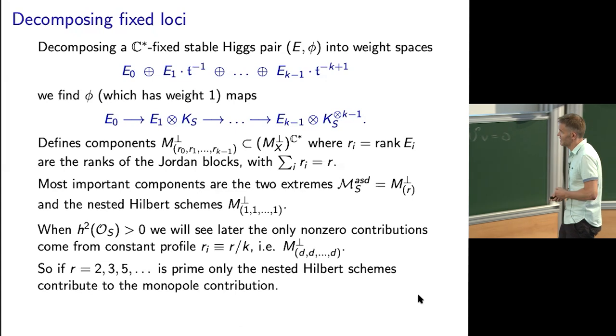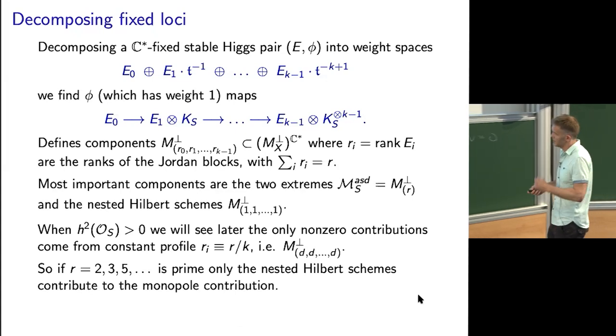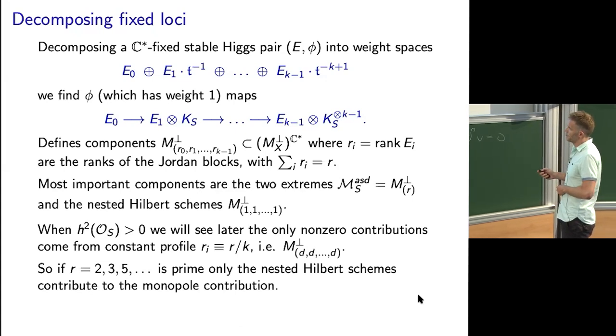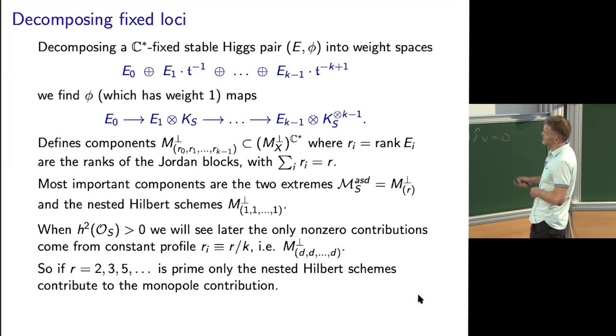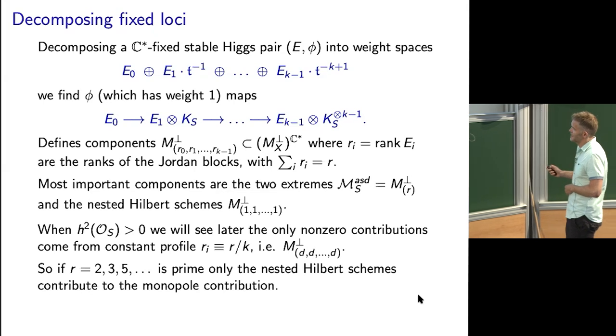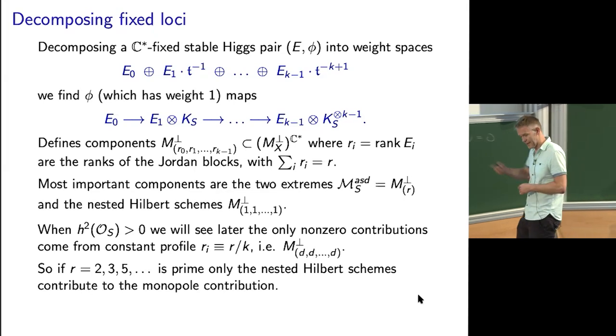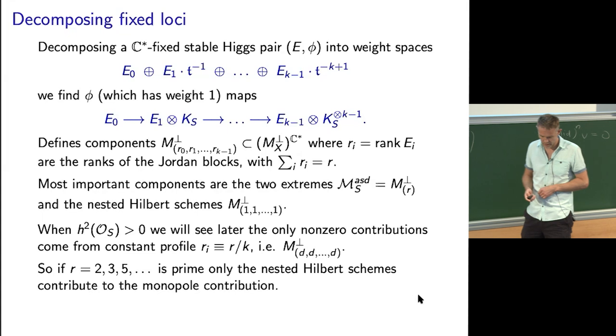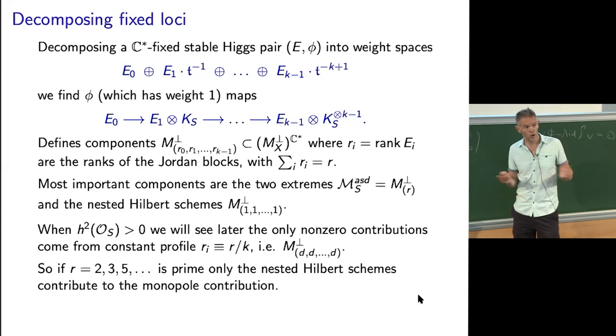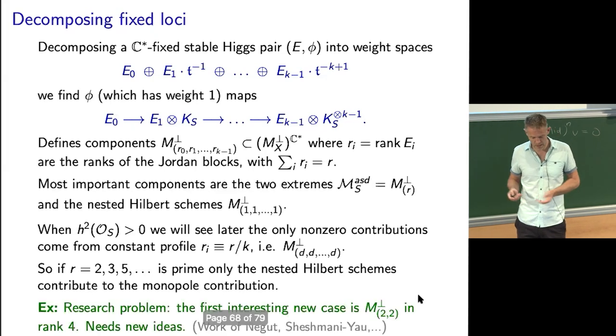So we'll discuss this later, but in particular what it means is, and Lothar mentioned it, when the rank is prime, of course, there's no way of splitting up into constants like this, except for the two extremes. So when the rank is prime, only the nested Hilbert schemes contribute and the instanton locus. Okay. So all I'm doing here is setting up for next time, explaining why nested Hilbert schemes are important. They're really almost everything in Vafa-Witten theory, or they're everything we know until now.